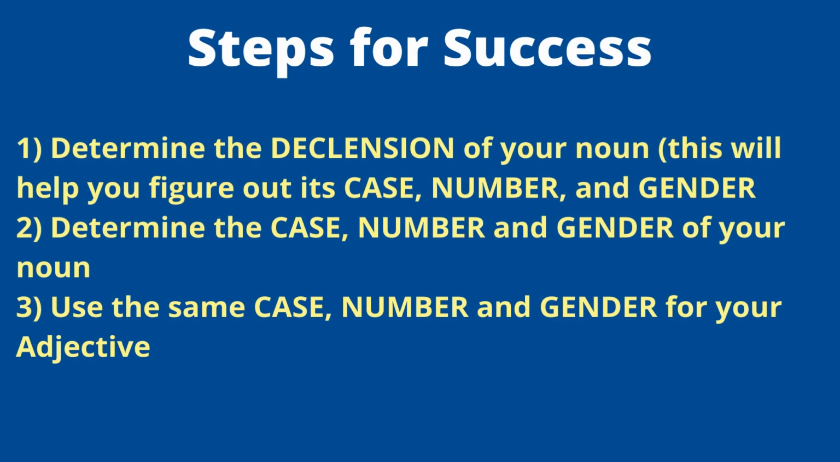So here are some steps for success. When you decide to use a Latin adjective and match it to a noun, or if you're translating, the first thing you need to figure out is the declension of your noun, because that's going to help you figure out its case, number, and gender. So look at your noun, maybe look it up in the dictionary, figure out its declension, then you can figure out the case, number, and gender, which is step 2. Then for step 3, use the exact case, number, and gender for your adjective. This all hinges on the noun, because nouns don't change. Adjectives will match the noun. So you start with your noun and then make your adjective match it, and you're going to be totally fine.